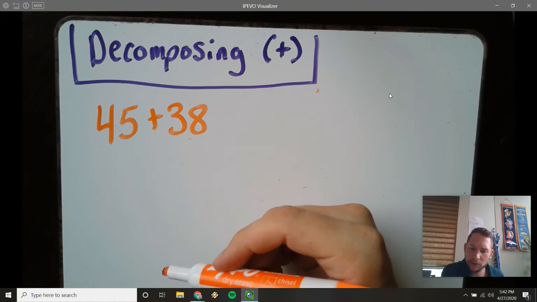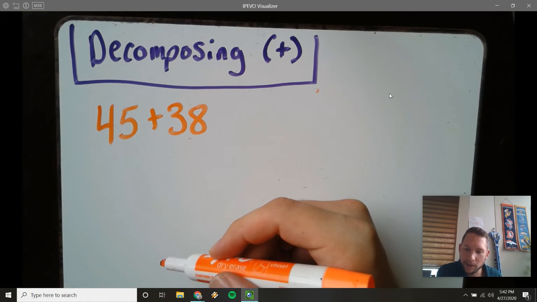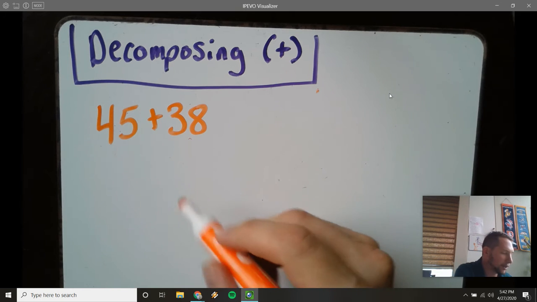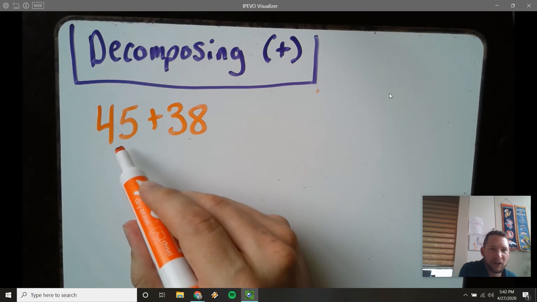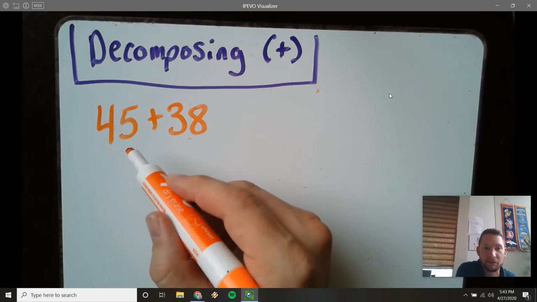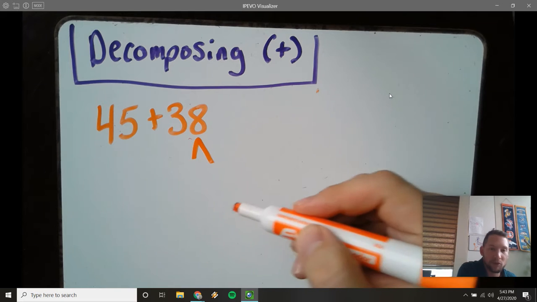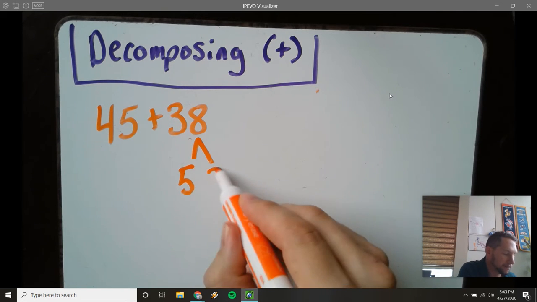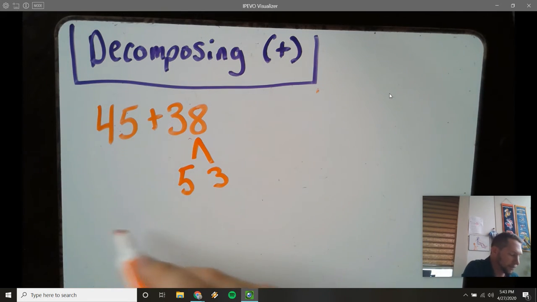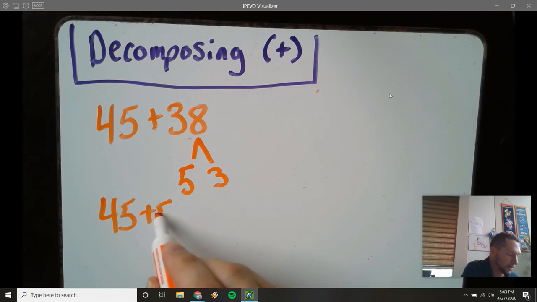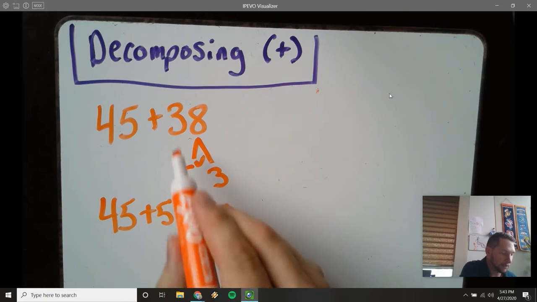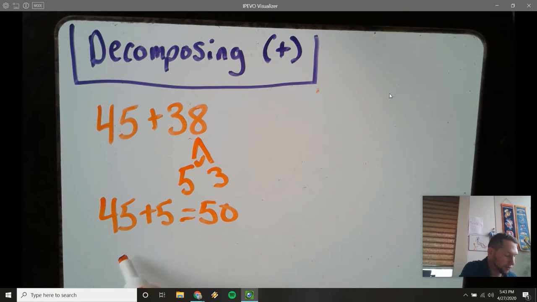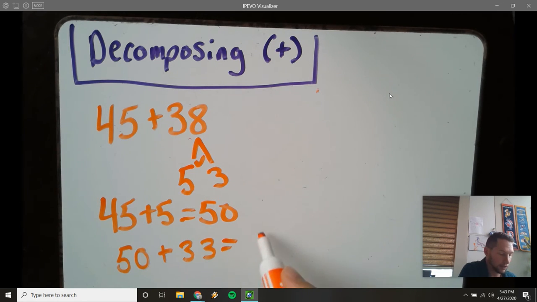Another way that you can decompose, I'm looking at my notes to remind myself, is you could focus on just decomposing one number to make an easier number. So here, 45, if I get 5 more, I can make 50. Well, how about I take 5 away from this 8, 5 and 3. I give the 5 to 45. So now we have 45 plus 5 equals 50. Okay? So what I have left is 30 and 3. So I could do 50 plus 33 equals 83.